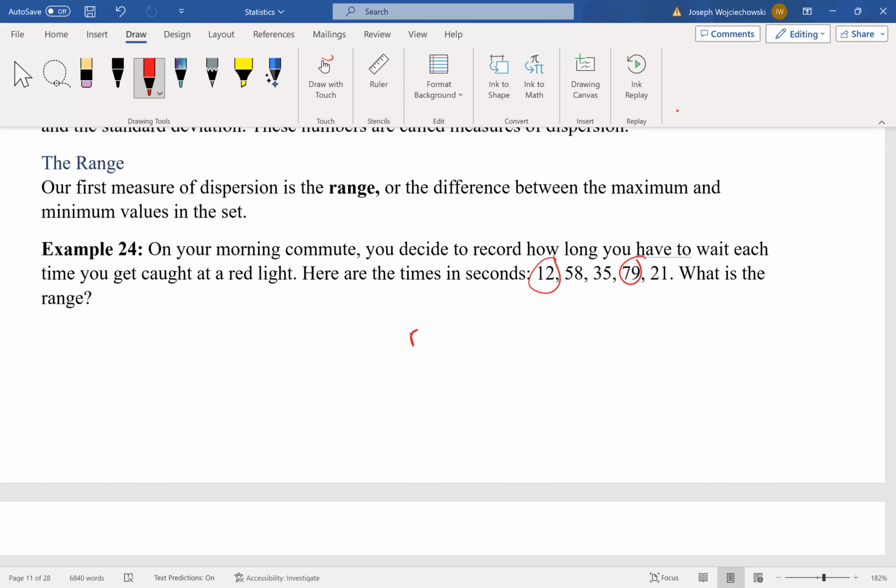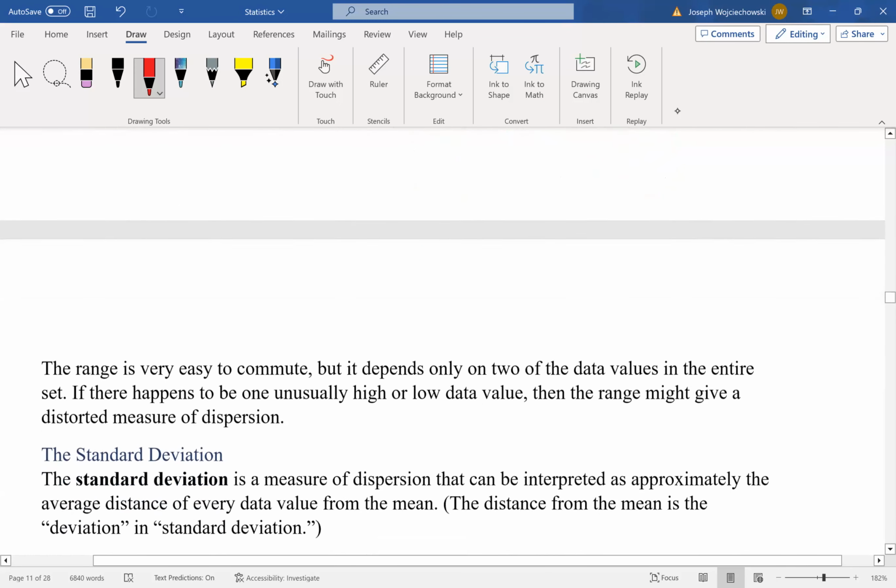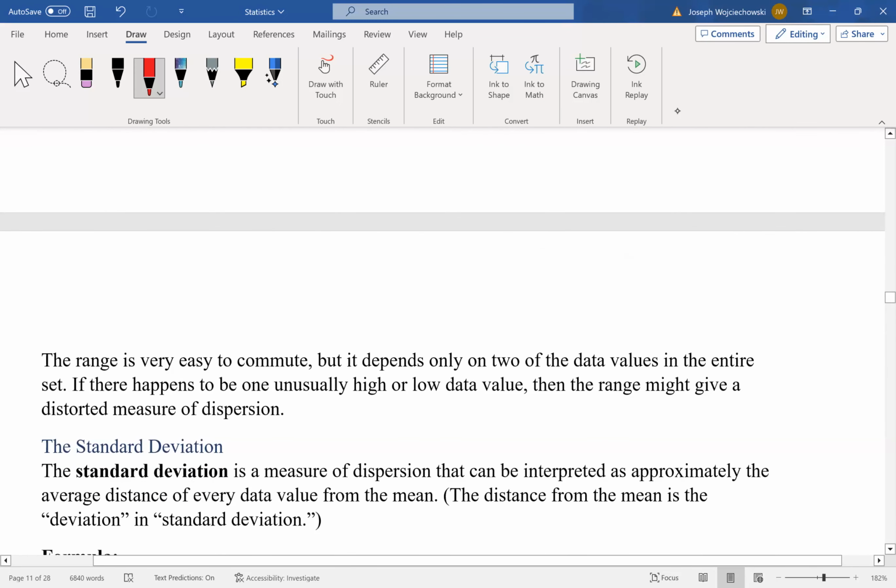So the range is simply the highest, 79, minus the lowest, 12, which is 67. That is the range. There is 67 units between the lowest and highest value. It's easy to compute, but it depends on only the two data values in the entire set, the highest and lowest. So it's not a very good measure, and it is also very distorted.